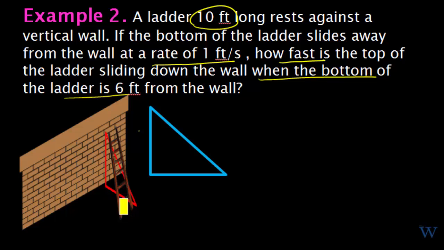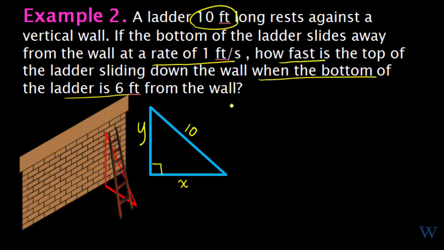So the ladder is creating a right triangle with the vertical wall and the ground. Here is our diagram. This is our right triangle. Let x be the distance of the bottom of the ladder from the wall. Then let y be the distance of the top of the ladder from the ground. This is fixed, that's 10 feet. Now that we've defined all our variables, I think it's time to solve our problem.